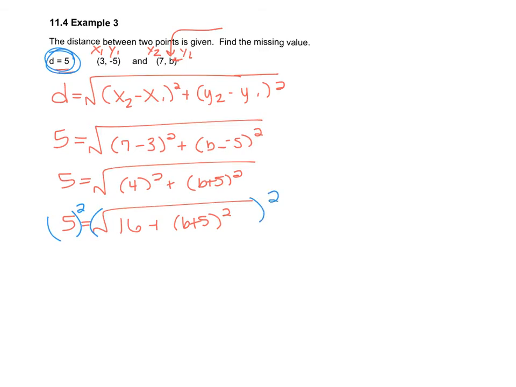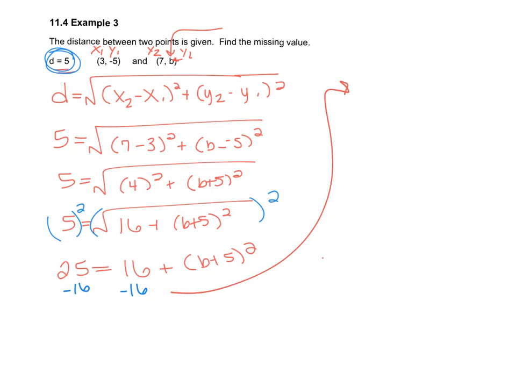So if I square the left-hand side and the right-hand side, the left-hand side becomes 25, and on the right-hand side, the square root and the squared undo each other, and I'm left with 16 plus, still in parentheses, b plus 5 quantity squared. Now from here I can continue and go a little bit further, so I can subtract 16 from both sides. I now end up with 9 is equal to b plus 5 quantity squared.